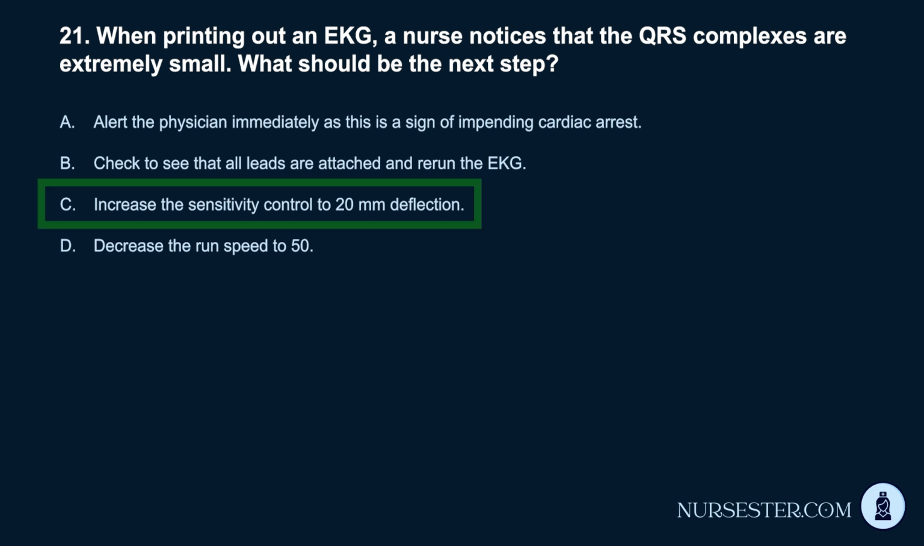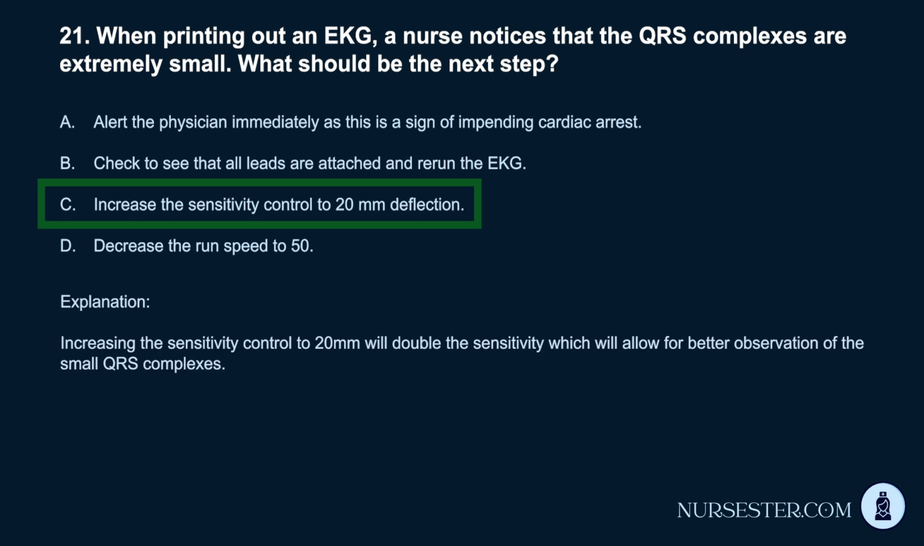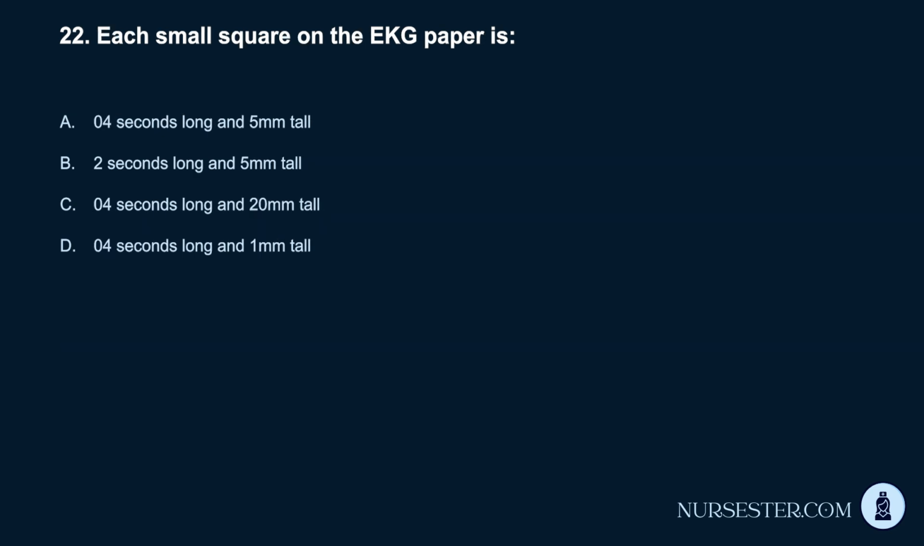Correct answer, C. Increase the sensitivity control to 20 mm deflection. Increasing the sensitivity control to 20 mm will double the sensitivity, which will allow for better observation of the small QRS complexes. 22. Each small square on the EKG paper is A.